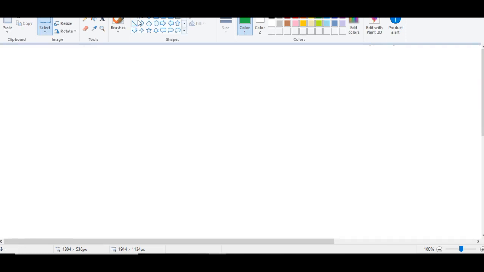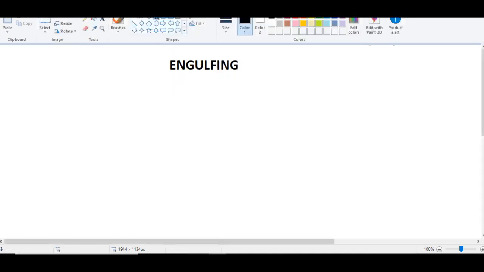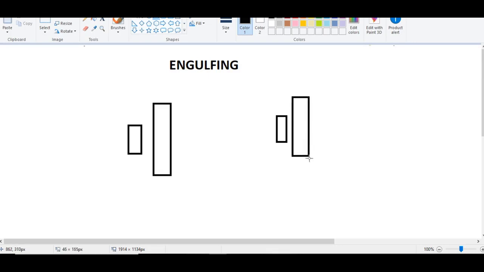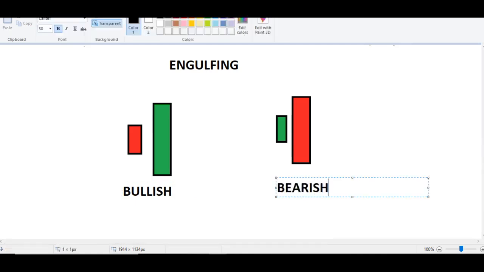and we'll see how. Now let's go to the third candlestick pattern, which is known as our engulfing pattern. So in this we have two types. We have a bullish engulfing and we have a bearish engulfing pattern.